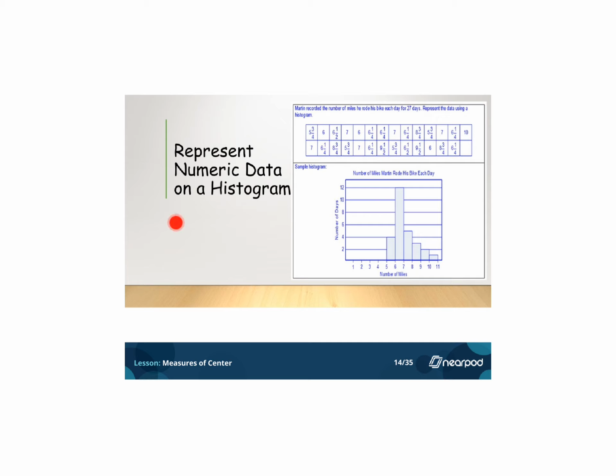The y-axis title is number of days, and the x-axis is number of miles. If you notice, number of miles is going by increments of 1: 1, 2, 3, 4, 5, 6, 7, 8, 9, 10, 11, up to 11 miles. And then the y-axis is going in increments of 2: 2, 4, 6, 8, 10, 12, and so on. So if we look at the first one, it's asking us how many days did Martin ride his bike that were between 5 and 6 miles.